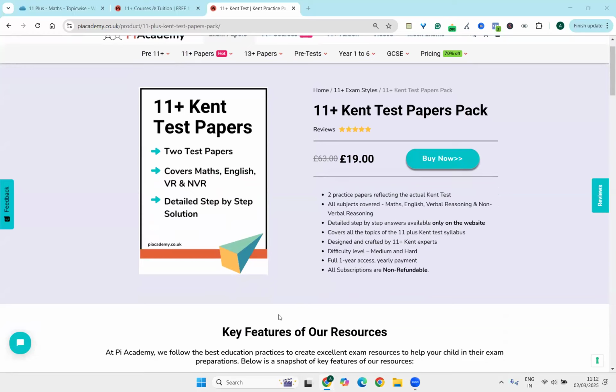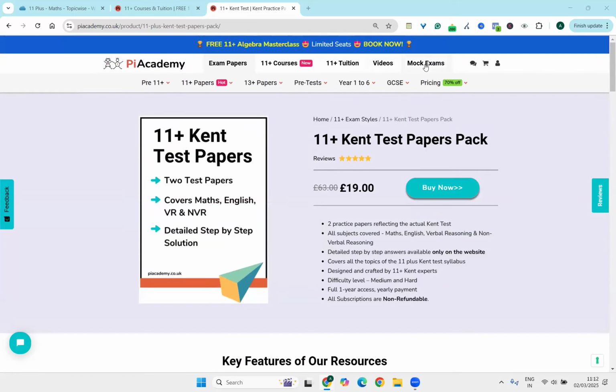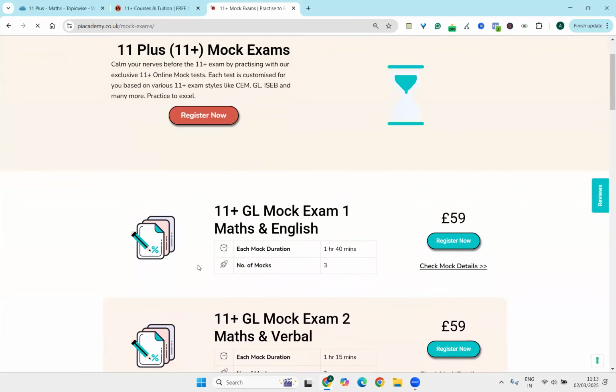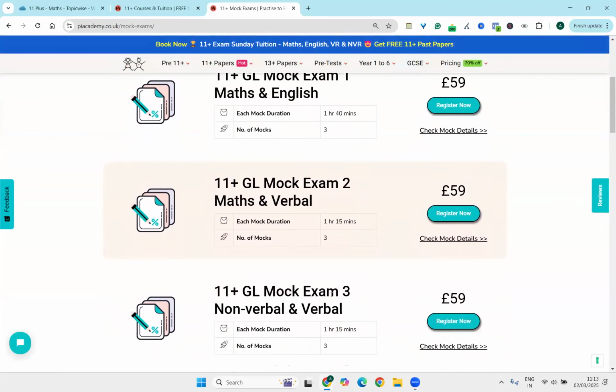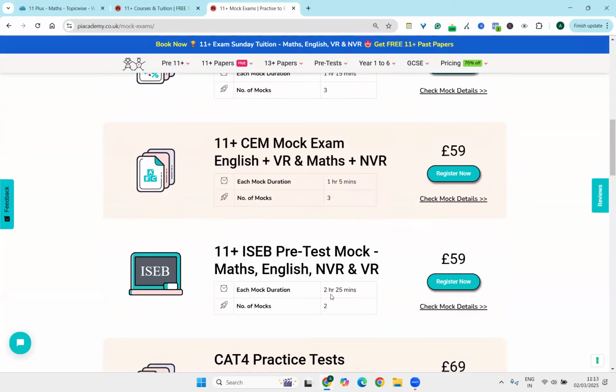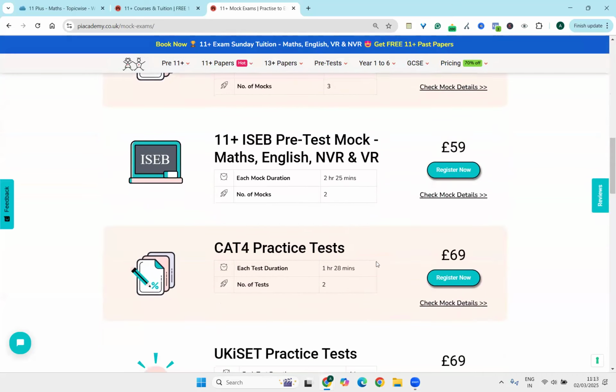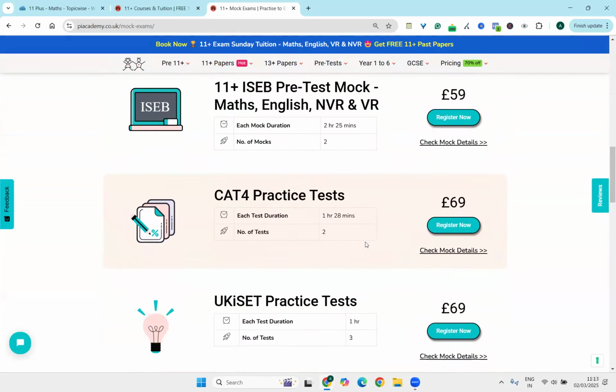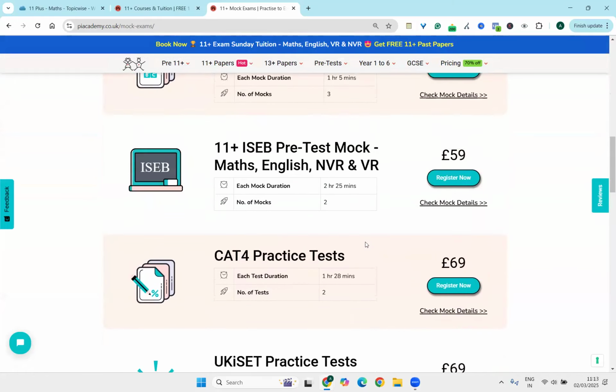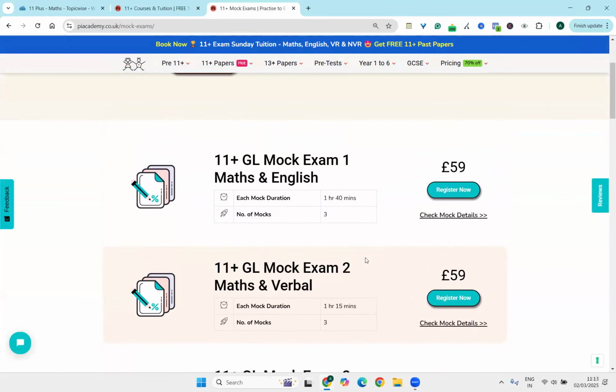Karthik has a question. Do you have QE mock papers? In order to access our 11 plus mock, you can just hover on the mock exam in the mega menu, and you would be taken to a page where all our various mock exams are listed. So we have 3 GL mock exams. We have 1 CEM, 1 ISEB, and 1 CAT4 practice test. Depending on the board exam that you are following, you can access our mock exams here as well.